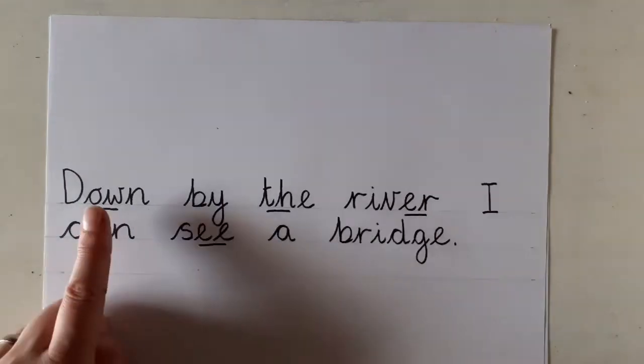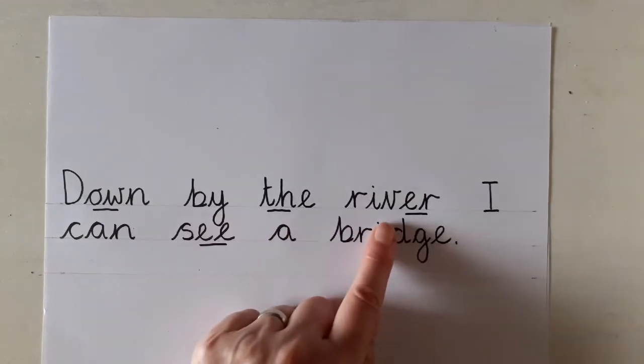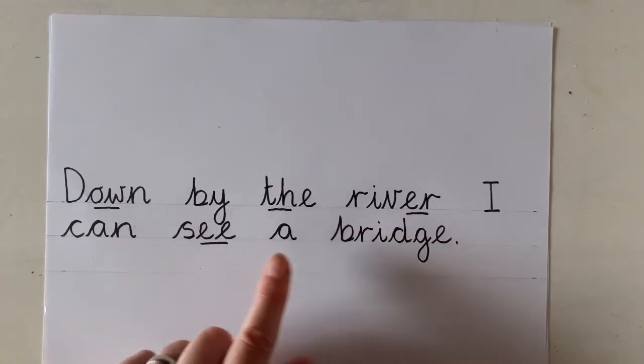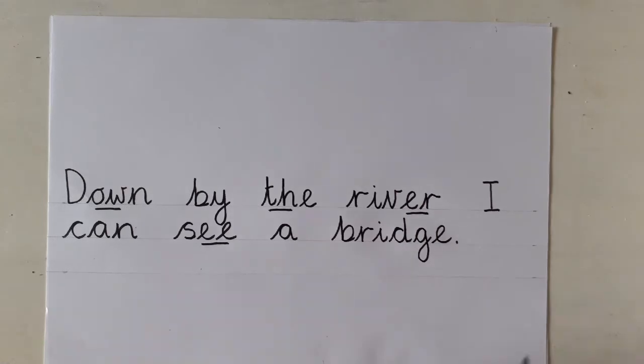Let's read that sentence together. Down by the river, I can see a bridge. Super sentence. Well, shall we have a go at drawing some bridges, children?